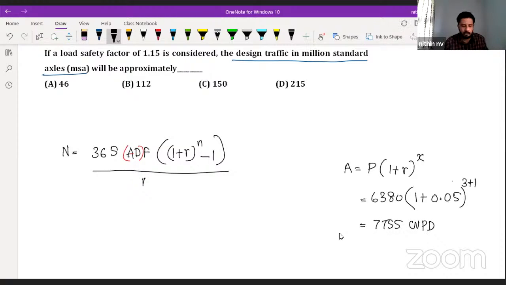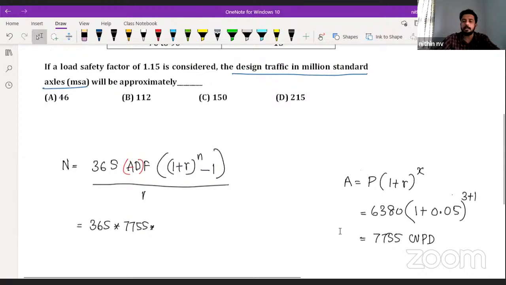7755 approximately. You can take the accurate value, 0.9 and something. It's up to you. So that is equal to 365 into 7755. So till here it is clear. Yes, very good. You can take 0.92 approximately, whatever. I'm taking this answer. You will be getting only one option in the given options. Don't worry. Now what is D?